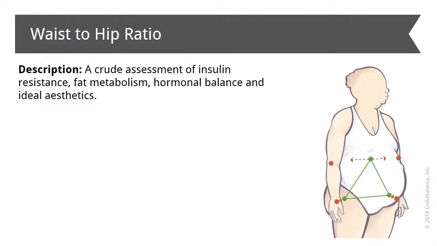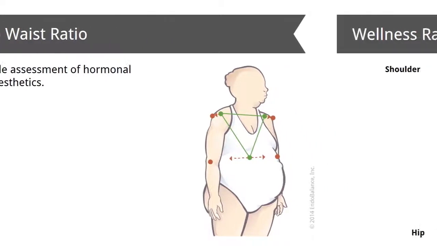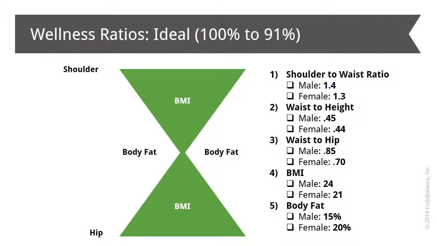Waist to hip ratio. Description: a crude assessment of insulin resistance, fat metabolism, hormonal balance, and ideal aesthetics. Shoulder to waist ratio. Description: a crude assessment of hormonal balance and ideal aesthetics. This is the pictorial of an ideal BMI, body fat, and anthropometric ratio. The top triangle represents the shoulder to waist ratio. The bottom triangle represents the waist to hip ratio, and the triangle intersection point represents the waist-to-height ratio. This is the classic hourglass shape for maximal aesthetic attractiveness.